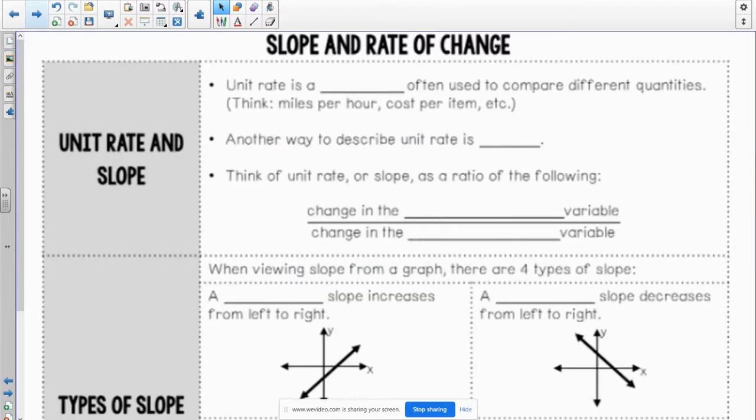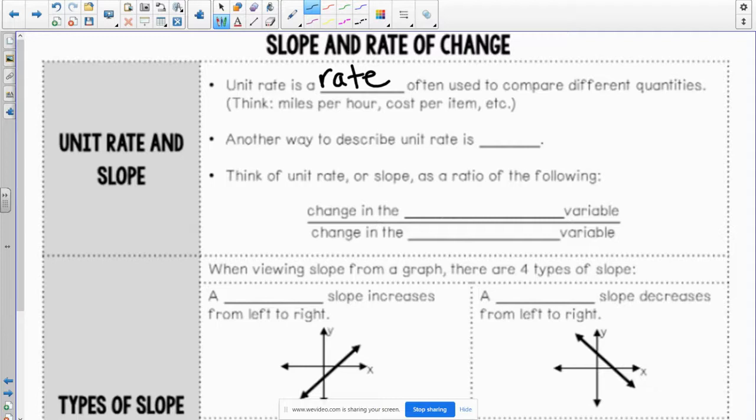So little definitions here. First of all, we're going to relate unit rate to slope. And unit rate is something you've learned in the elementary or even in the middle school. So just a reminder, a unit rate is a rate, put rate in that blank, often used to compare different quantities. So think about when you first learned about unit rates, you did miles per hour or cost per item.